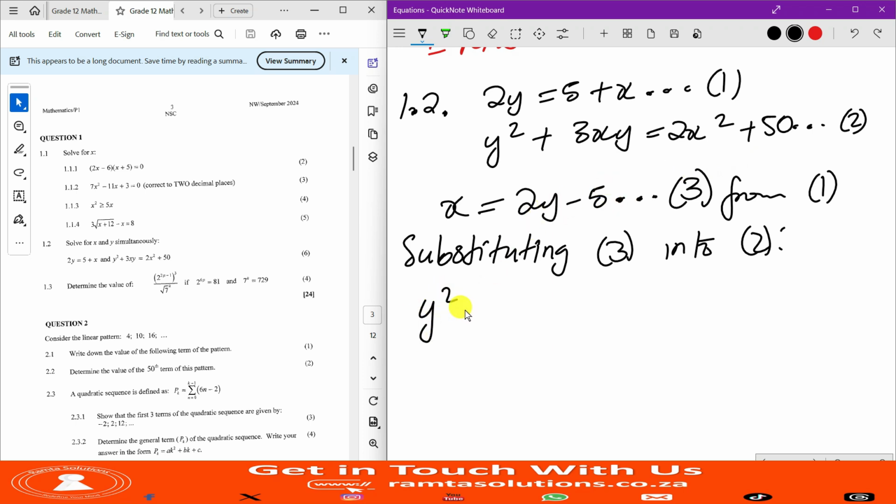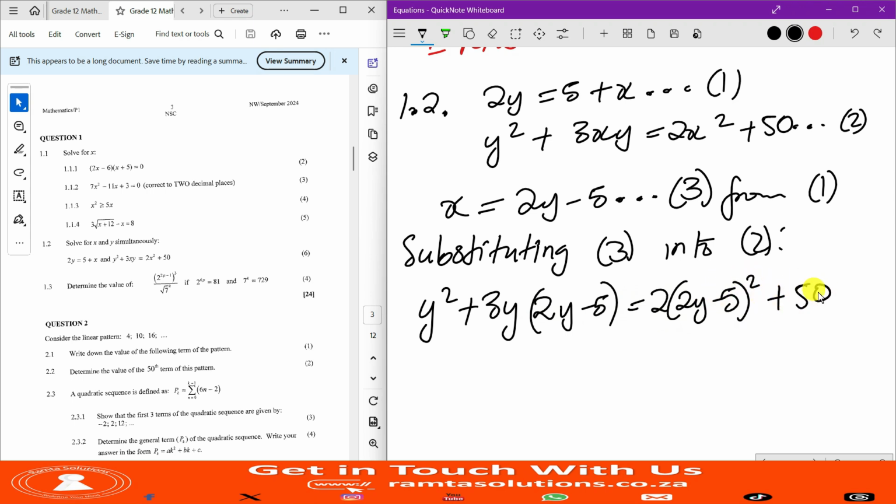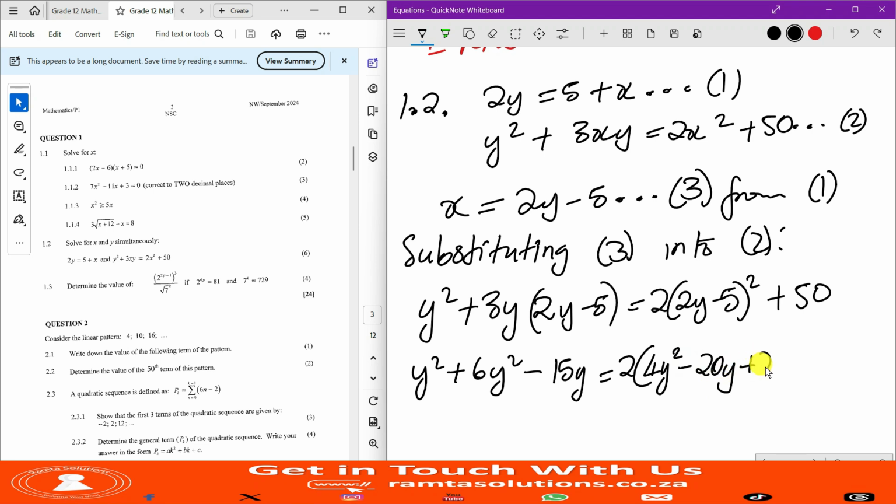So we say y squared plus 3y, where there's x, we put 2y minus 5, equals 2 times (2y minus 5) all squared plus 15. So this is y squared plus 6y squared minus 15y equals 2 into, this will be 4y squared. Let's see. Minus 10, it'll be minus 20y plus 25, close, plus 50.